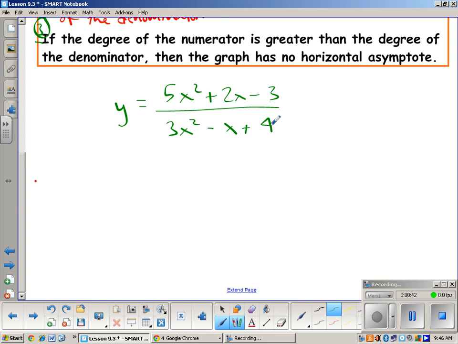2, because they have the same degree, right? They're both second degree. So where is the horizontal asymptote? y equals a over b. What's a? 5. And what's b? 3. So there's the equation of the horizontal asymptote: y equals 5/3.